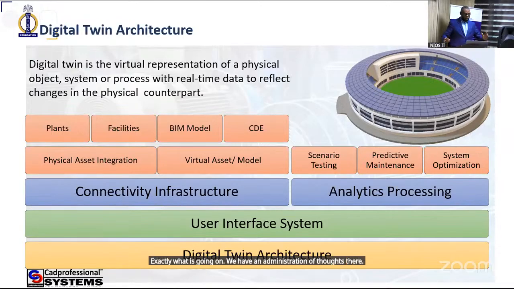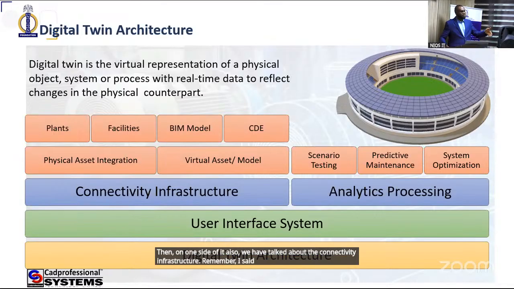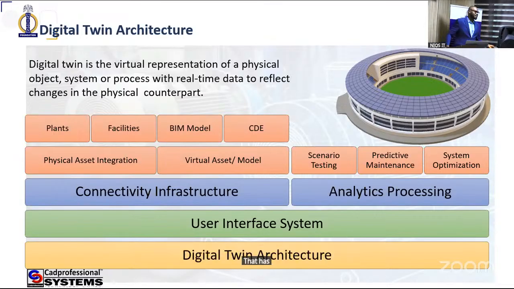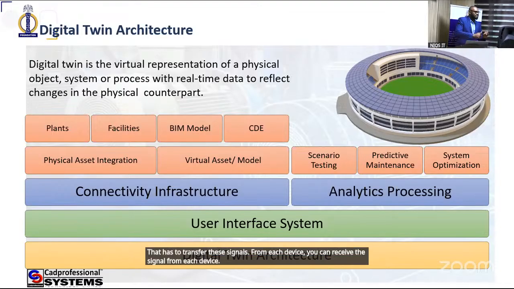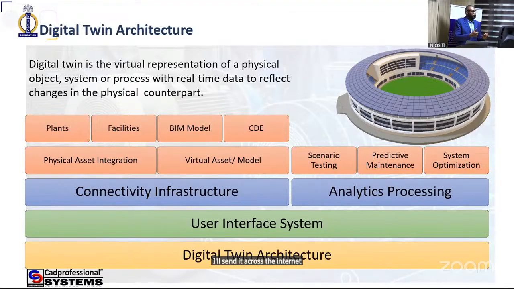Then on one side of it also, we have talked about the connectivity infrastructure. Remember, I said there are IoT sensors that have to transfer the signals from each device. You can receive the signal from each device and send it across the internet to the model.